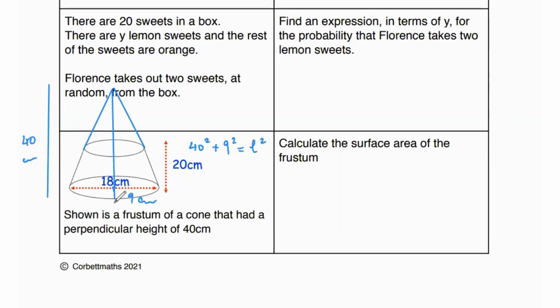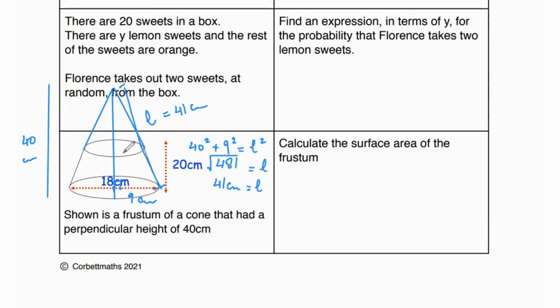So to find the curved surface area of the entire cone, we apply Pythagoras because this is a right angle triangle. So 40 centimeters squared plus 9 squared, and that is going to give us 481. Take the square root of that, and that equals 41 centimeters. So the entire curve length, this is L, which is 41 centimeters.